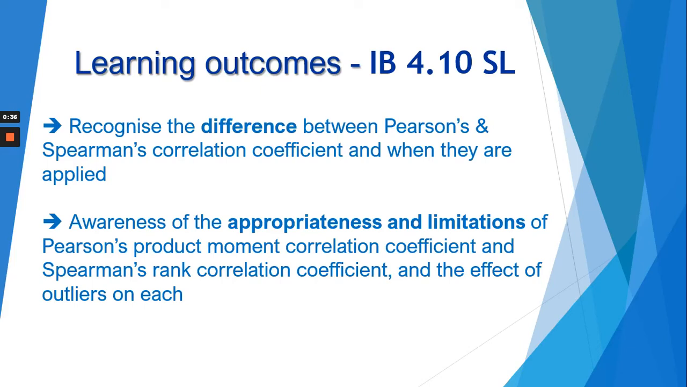So the learning outcomes are the following. Recognizing the difference between Pearson's and Spearman's correlation coefficients and when they are applied, and understand in which conditions each one of them is applicable, and if there are limitations.